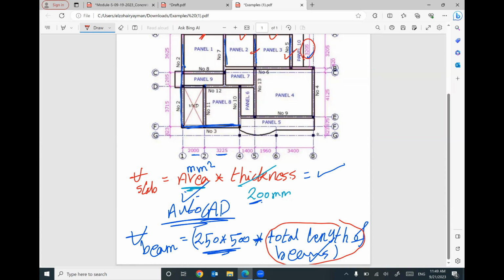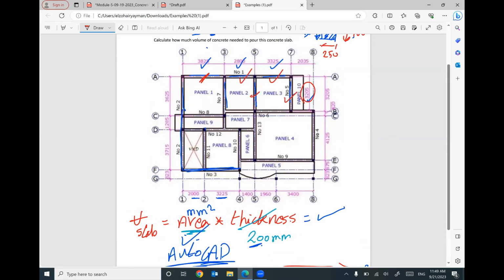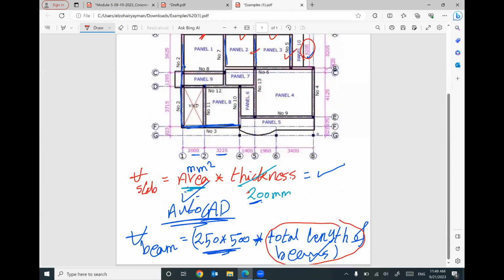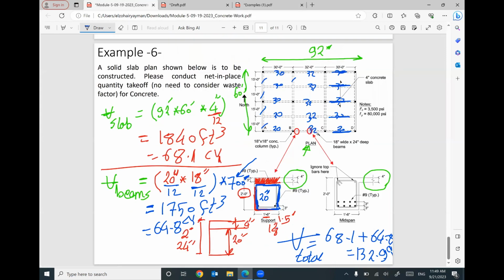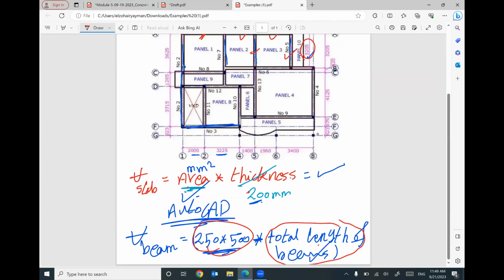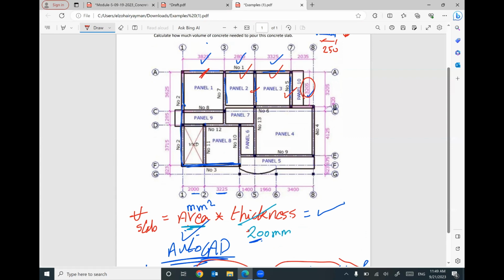Does that make sense? It's the same idea, whatever the slab is given: the volume of slab is area times thickness. Whatever the beams are given: the cross section of your beam times the total length of your beam. Sometimes your plan is easy, like this one. Sometimes you need to pay more attention and spend more time to figure out the lengths of these beams and add them together.